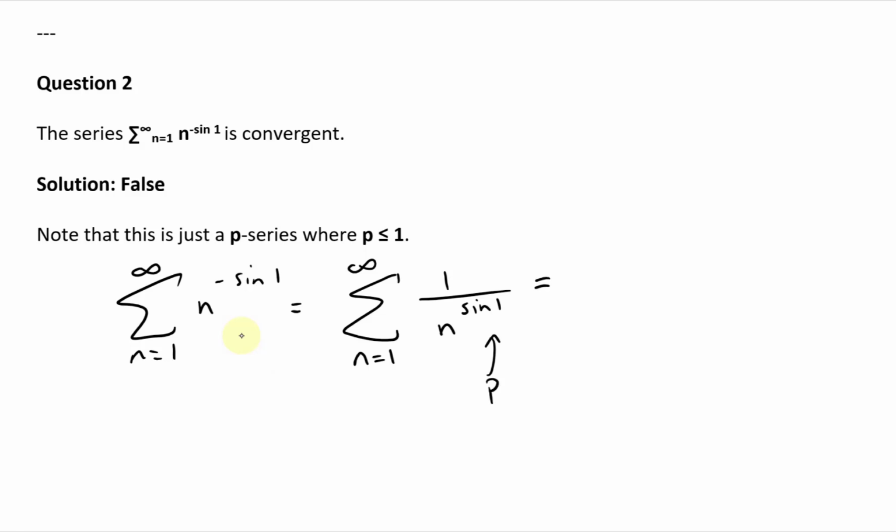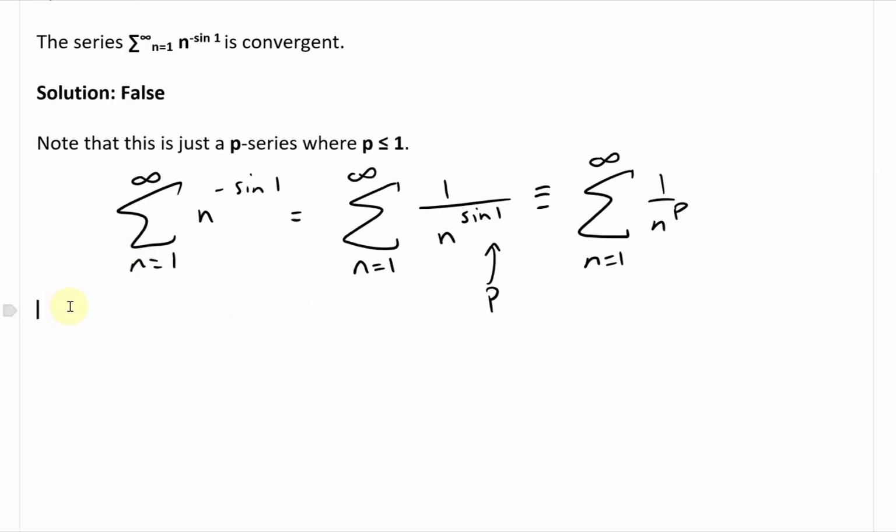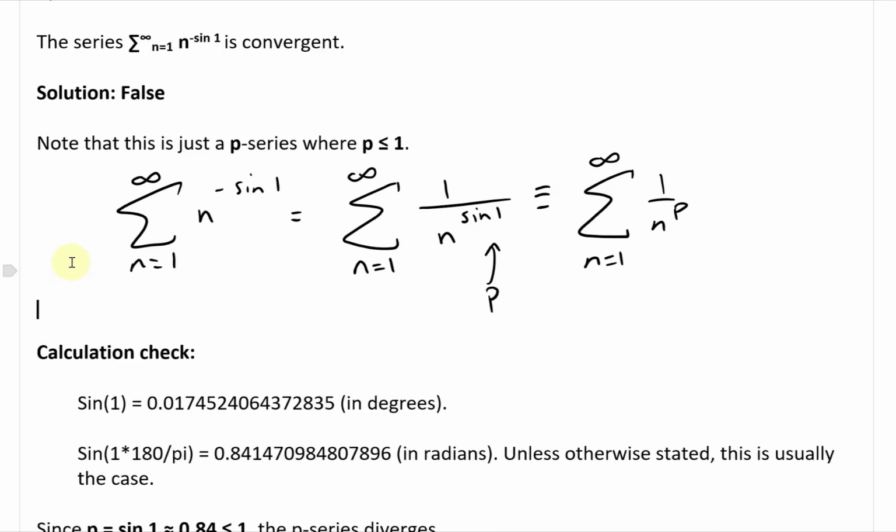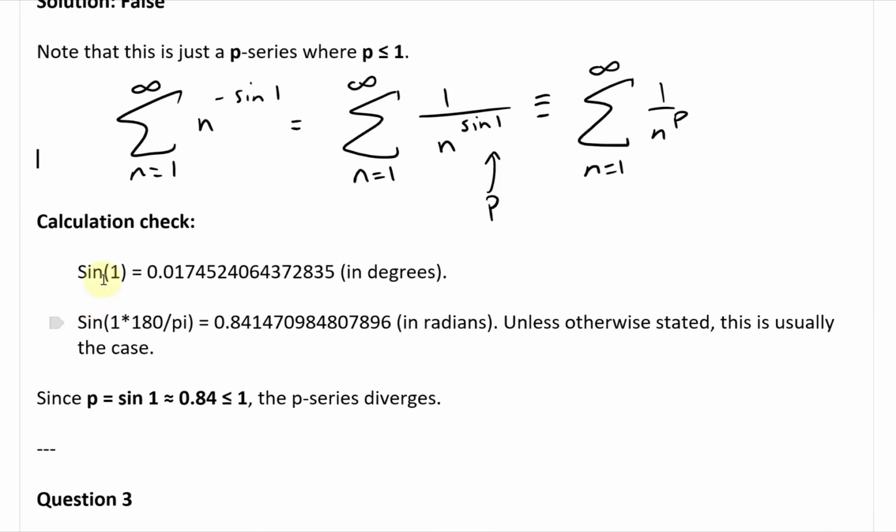In other words, this is the equivalent of a p-series from n equals 1 to infinity of 1 over n to the power of p, where p is equal to sine of 1. So then we need to determine the value of sine 1 and use the p-series test. We can just calculate that right here. If you plug sine 1 into the calculator, I'll just show you.